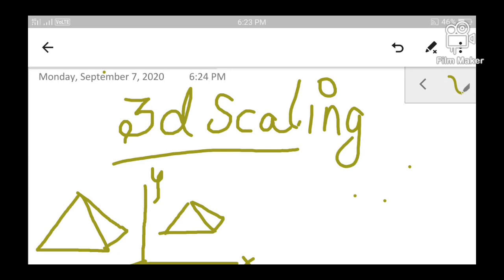If a 2D object has been scaled, then it is called 2D scaling. If a 3D object undergoes scaling, then it is 3D scaling. So typically scaling is nothing but change in size of an object. Now let us see how this change takes place.